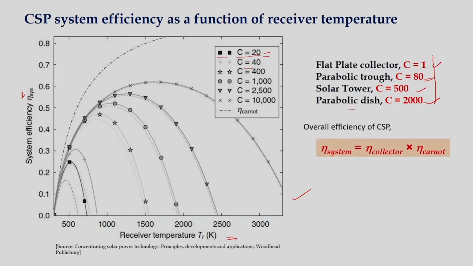Okay. So, the overall efficiency of a CSP plant can be expressed something like this: eta_system is eta_collector multiplied by eta_Carnot. Okay. So, if you know the Carnot efficiency and collector efficiency, then straight away you can calculate what will be the system efficiency of the plant. So, with increase in temperature, the collector efficiency decreases, but Carnot efficiency increases, right. So, that is how we can get higher system efficiency if the Carnot efficiency is significantly higher.